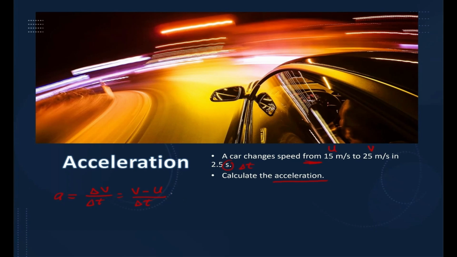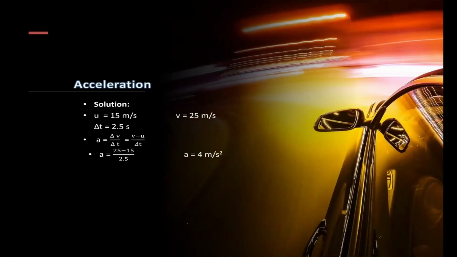Now we can get the acceleration. So the acceleration here equals delta v, which is v minus u, which is 25 minus 15 over the time, which is 2.5. 25 minus 15 is 10 over 2.5, which means positive 4 meter per second squared. Yes, very good, because this is in meter per second and this is in second, so it is meter per second squared. Brilliant. This is the answer here.